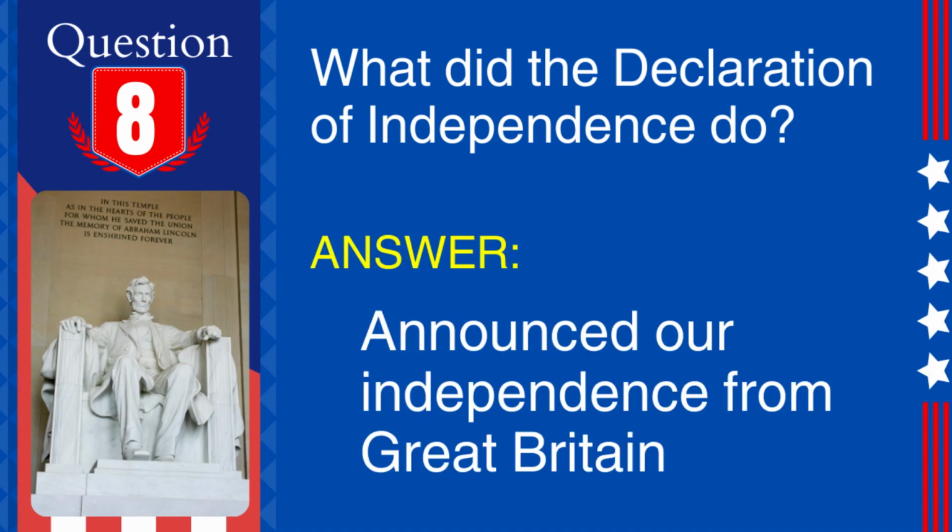8. Question. What did the Declaration of Independence do? Answer. Announced our independence from Great Britain. Explanation. The Declaration of Independence, adopted on July 4, 1776, declared the 13 American colonies independent from British rule.